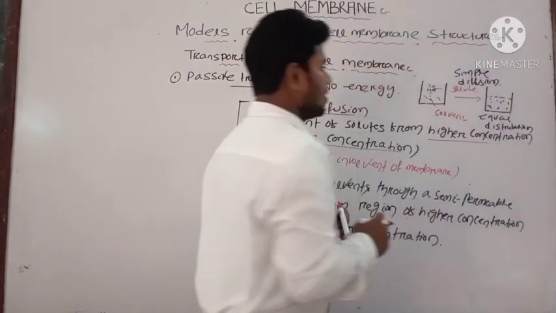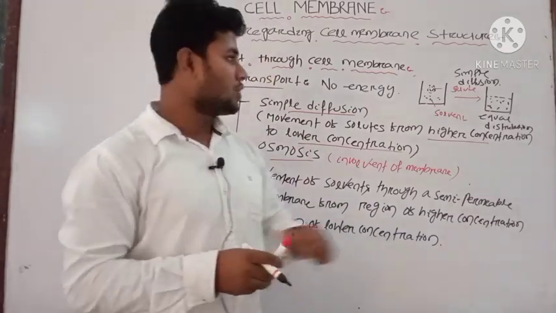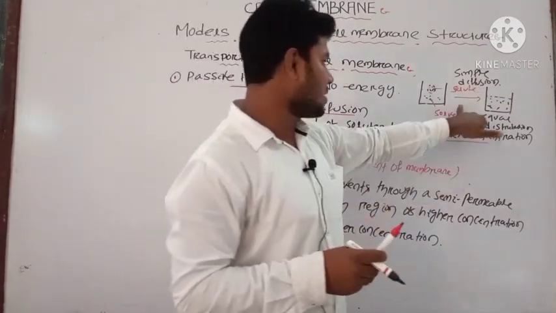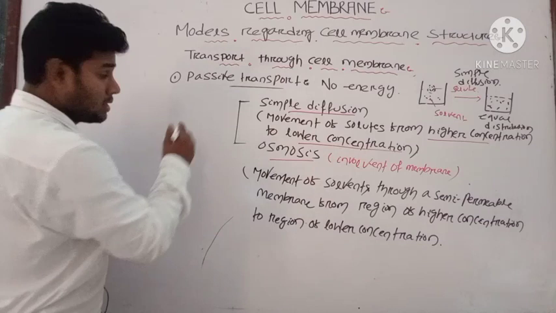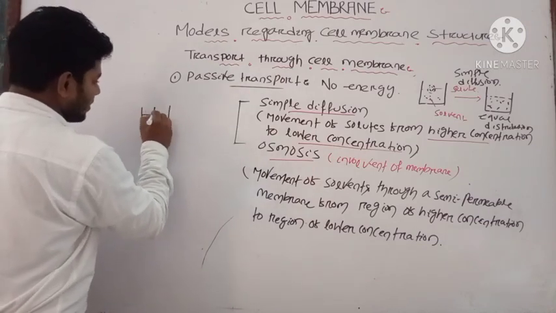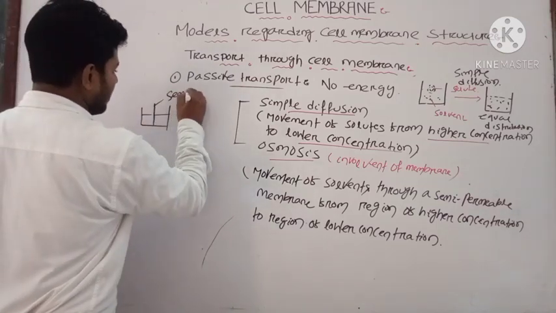Okay, you can see when we add salt or any sugar into water, it diffuses throughout the solvent. It is known as simple diffusion. But in case of osmosis, there is presence of a membrane. Suppose this is one of your semi-permeable membranes.